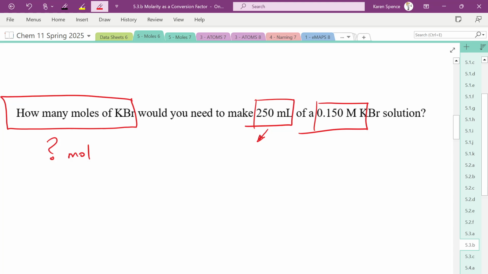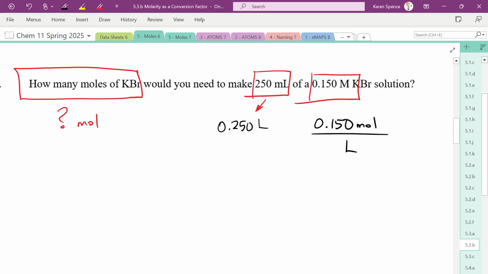What would you do with your 250 milliliters? Change it to liters. What would it be in liters? 0.25. 0.250. We move our decimal place 3 places to the left. 0.150 capital M. What do we do with that? Conversion factor. 0.150 moles over liters.